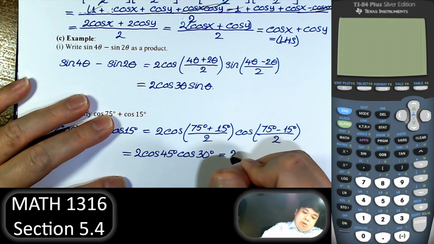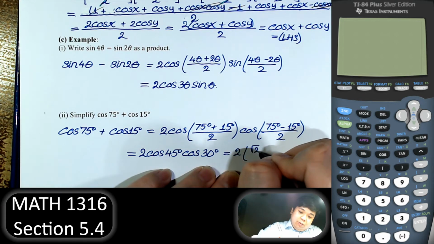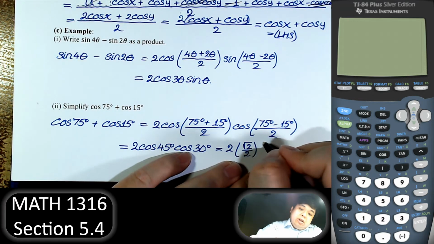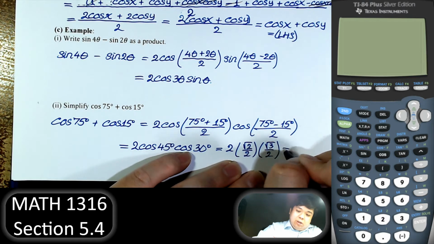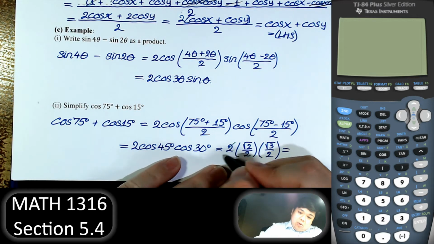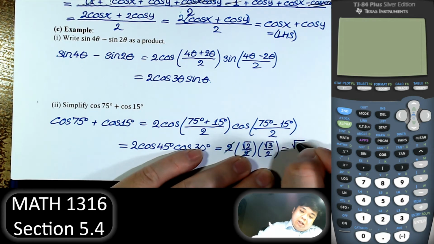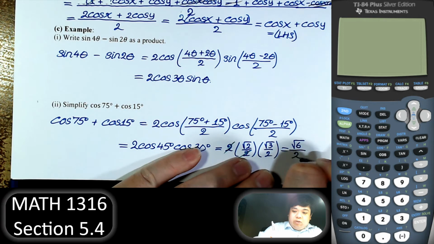So we have 2. Cosine 45 is square root of 2 over 2, and cosine 30 degrees is square root of 3 over 2. Cancel one of the 2s, and we have square root of 6. So we have 2 times square root of 2 times square root of 3 over 2, which is square root of 6 over 2.